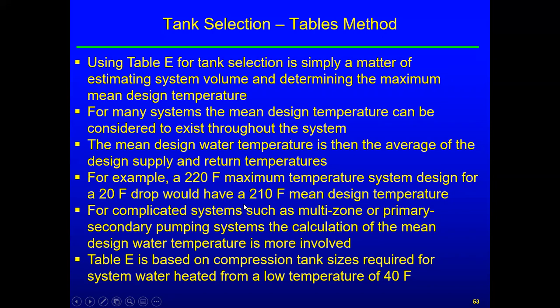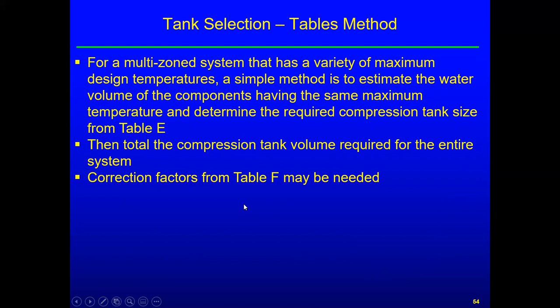For complicated systems such as multi-zone primary secondary pumping systems, the calculation of the mean design water temperature is more involved. Table E, and we'll talk about that. We've got an example or two here. We'll talk about that in a second. Table E is based on compression tank sizes required for a system with water heated from a low temperature of 40. So that's the basis of table E. But again, we have an equation we can use. So let's simplify this a little bit. I guess if you had glycol, you'd still have to use the glycol correction factor, even with the equation.